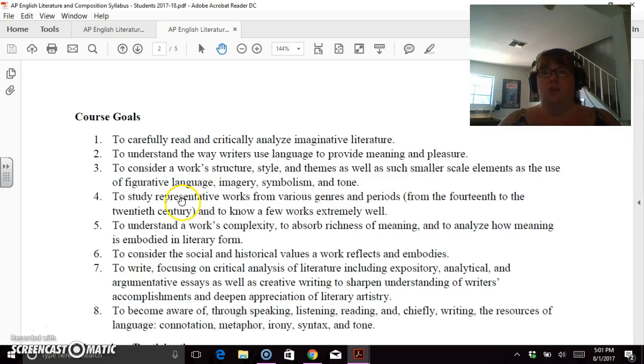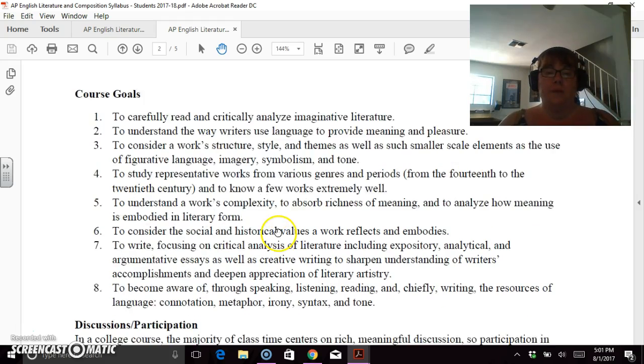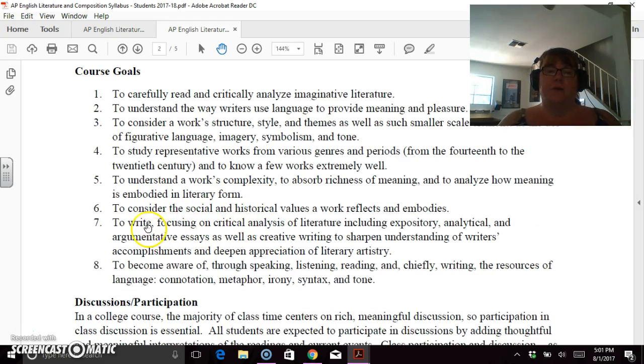And you thought last year there were a lot of note cards? Just wait till we get to poetry. We're going to look at things from the 14th to the 20th century. So we are covering a nice 600 to 700 year span of literature. We're going to look at complexity, richness of meaning, and we're going to look at how that all is embodied in the overall literary form. We're going to look at social and historical values. We're going to learn how to write, and write some more.